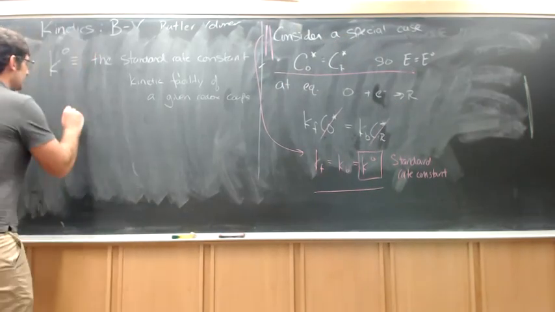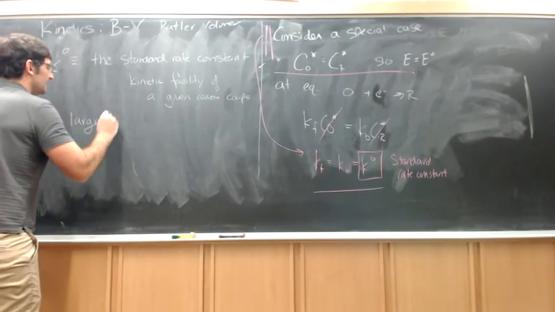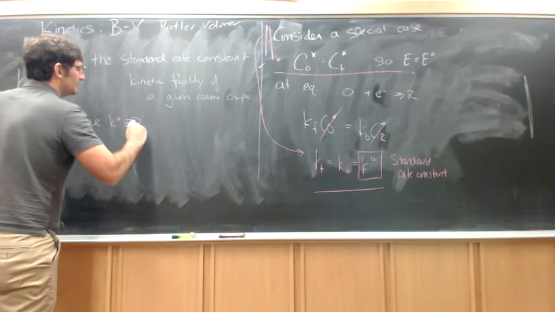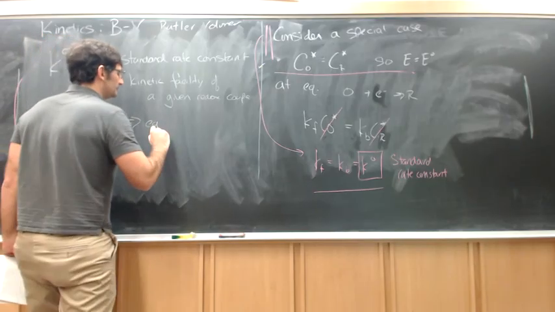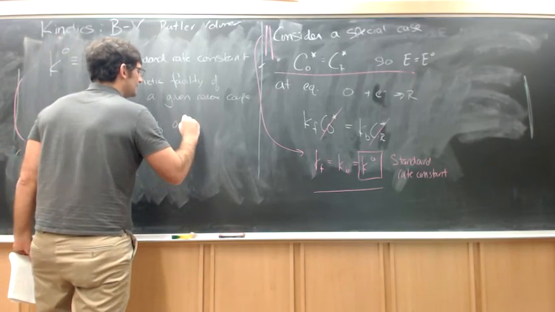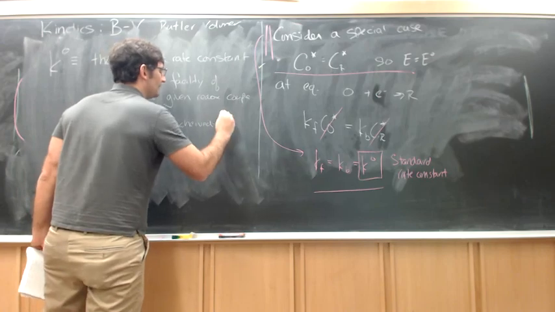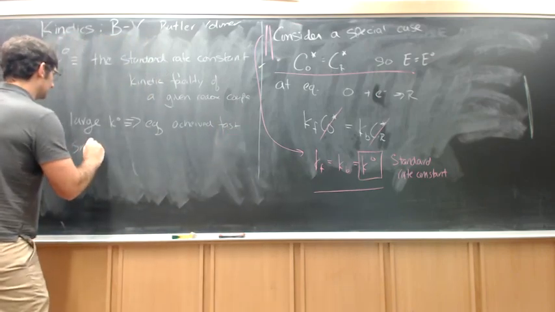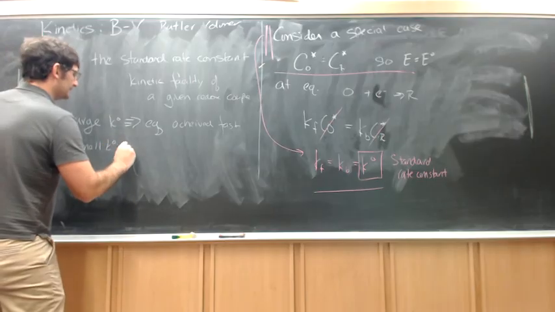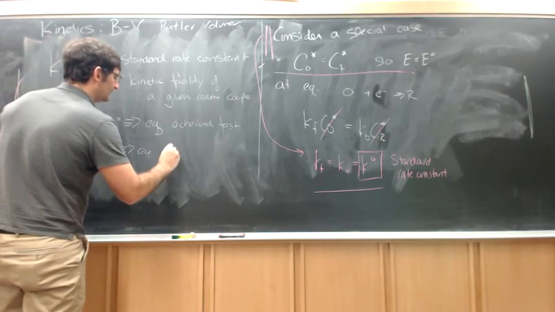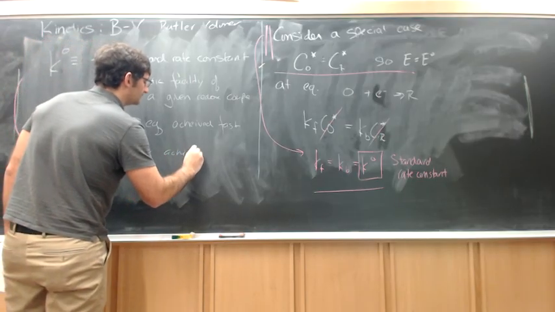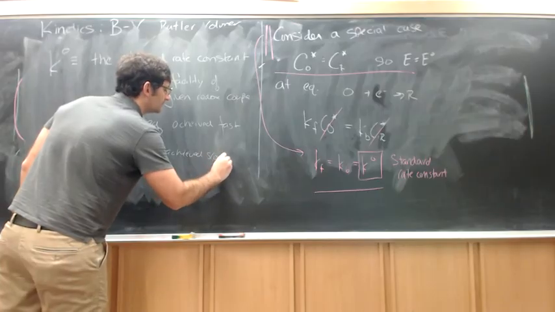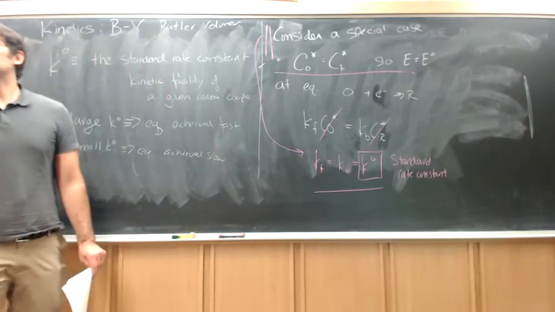Another way to say this is large K naught, equilibrium achieved fast; small K naught, equilibrium achieved slow, and maybe so slow that you never measure it.